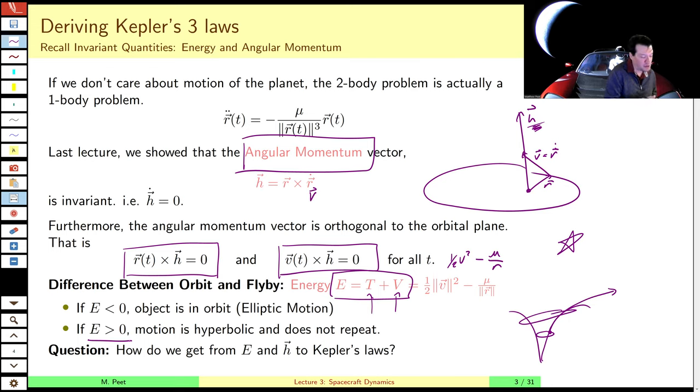Again, we'll go through and prove that these are in fact elliptic and hyperbolic. We didn't show that in the last lecture. We just showed that you can escape or not escape depending on whether your total energy is less than or greater than zero. So the question is, how do we get from energy and angular momentum to Kepler's laws? These invariant quantities, how do we get to the geometric invariance of the problem? That's what we're going to be talking about today.